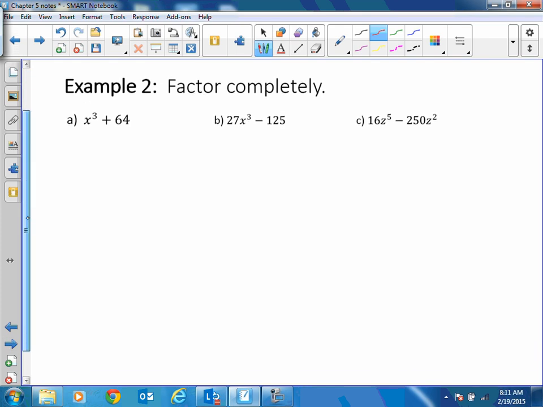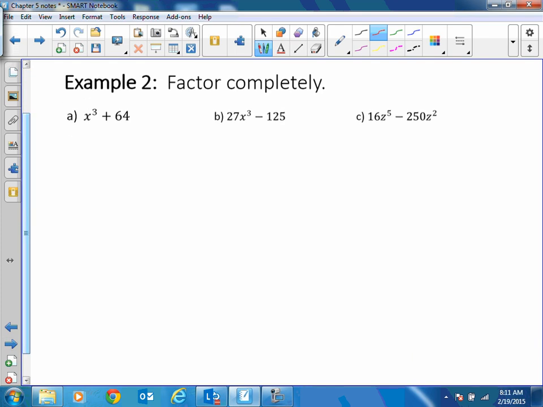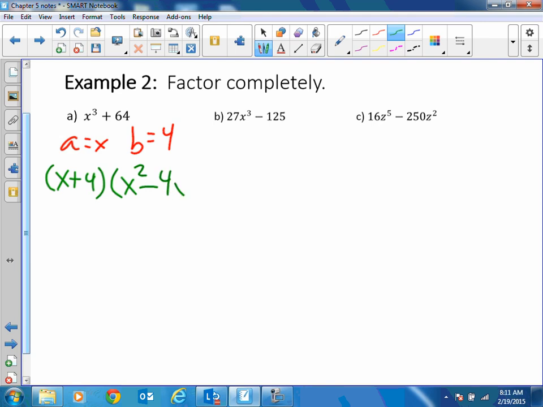So let's look at these three. First thing you always want to do is find the cube roots. Cube root of x cubed is x. Cube root of 64 is 4. So then instead of a plus b, we'll have x plus 4. First thing is always the same. Then it'd be the a term squared, which in this case would be x squared. And then the opposite sign, so minus a times b, 4x. And then the last term squared, b, 4 squared would be 16. And that'd be the answer on that one. Okay?